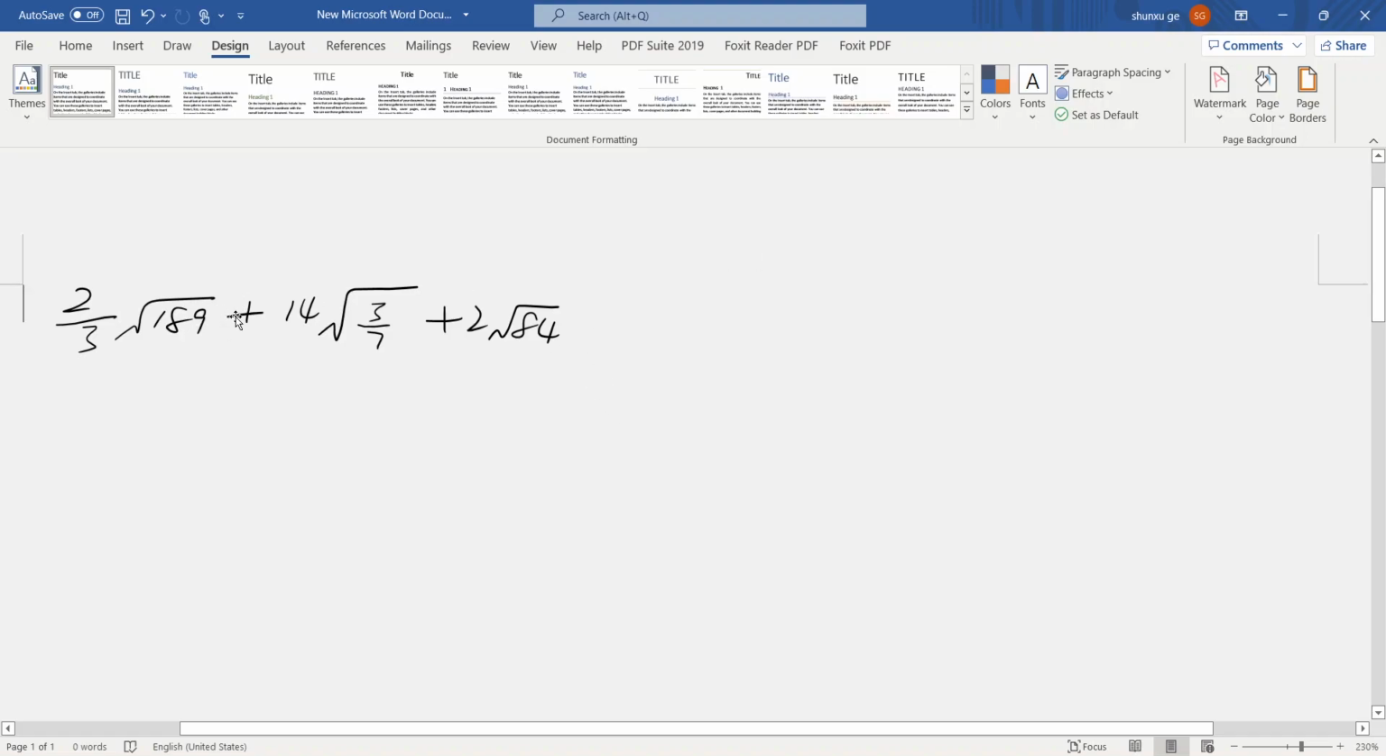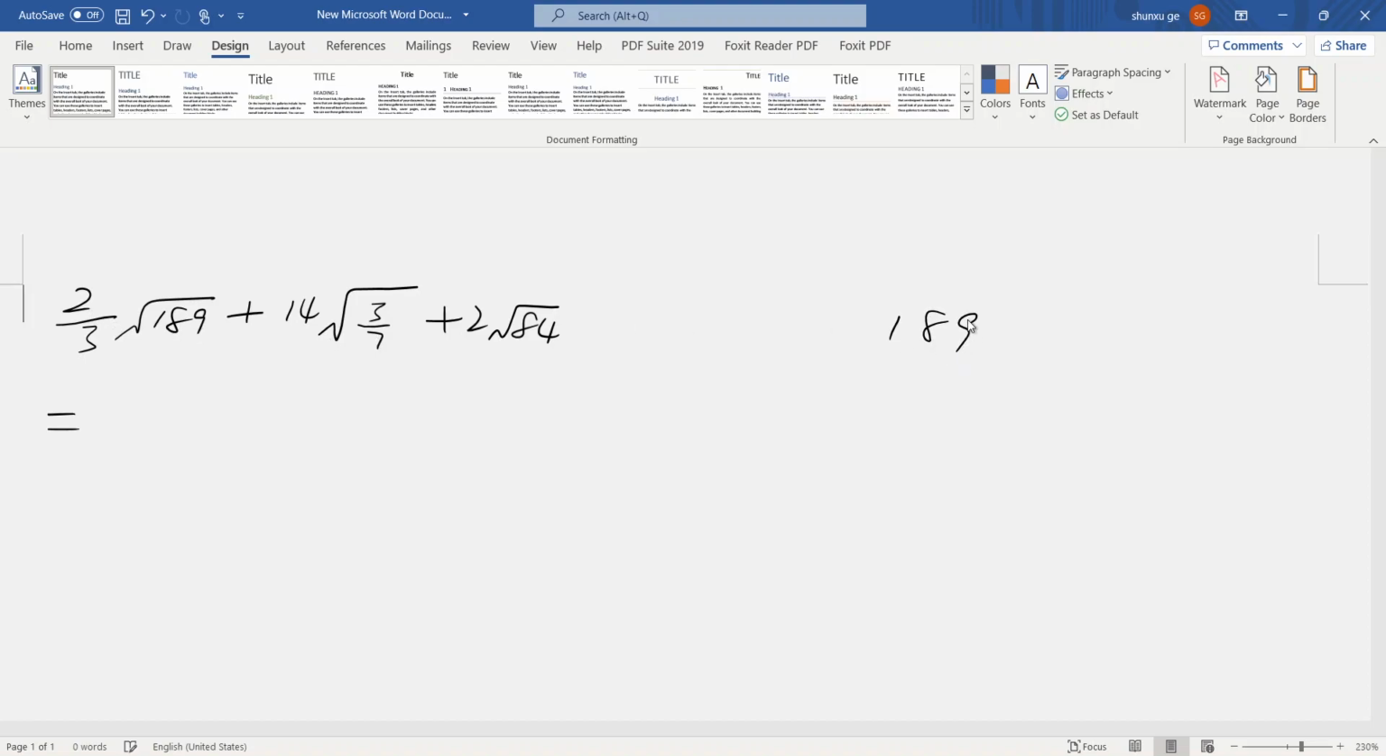Okay, now we solve this question. It's a big fraction. So, how to solve this kind of question? Just factor them. So, factor them like 189, 189. Because the last number is 9, so we can divide them by 3.